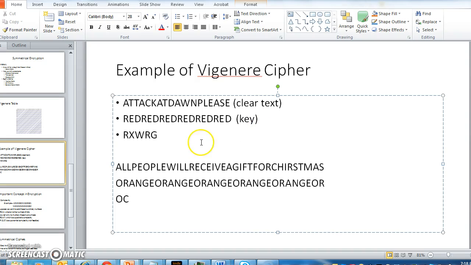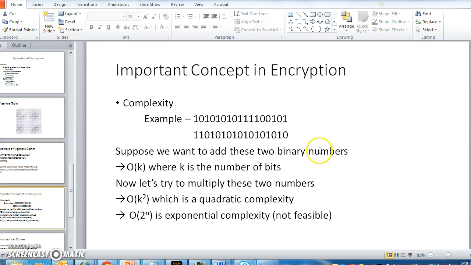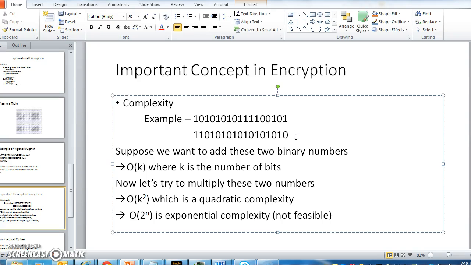Okay? Now, the last thing I want to talk about briefly here is what we call complexity. How complex is an encryption algorithm? How do we decide how good an algorithm is going to be? Now, the way I am going to explain this, although we won't need this much later in this class, is with a simple example of the addition of two rows of binary numbers.